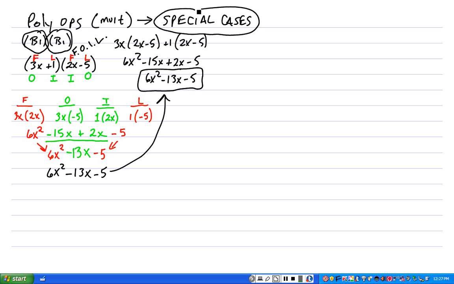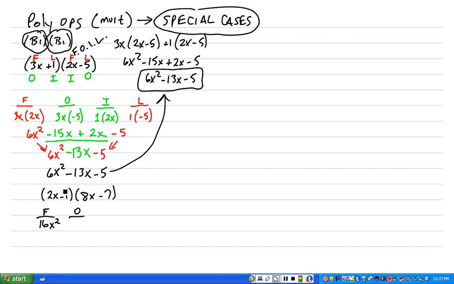Okay, so just for additional practice, let's do another FOIL. So 2x minus 1 times 8x minus 7. Alright, so first and first, the 2x is the first here, 8x is the first over here. So in this parenthesis, 2x is first. In this parenthesis, 8x is first. So 2x times 8x gives me 16x squared.